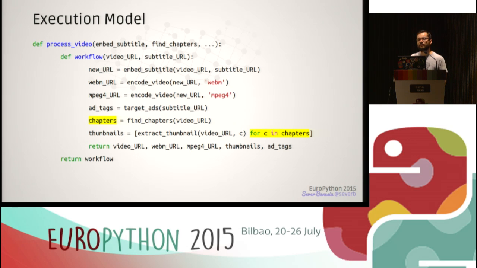Anything below that will be blocked until the result is available. And this isn't such a big problem usually, because there are ways to write the code so that it doesn't become a problem. Or if it is a problem, you can create a sub-workflow. I could have a sub-workflow that would do only the find chapters and the thumbnail generation, and then call the sub-workflow from here and have that running in parallel with the other code.